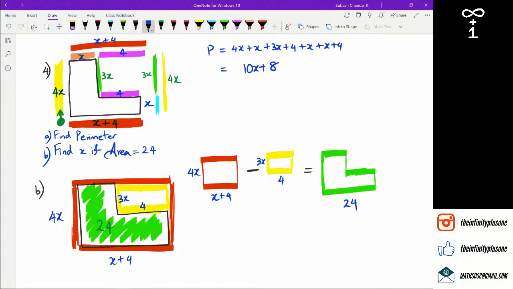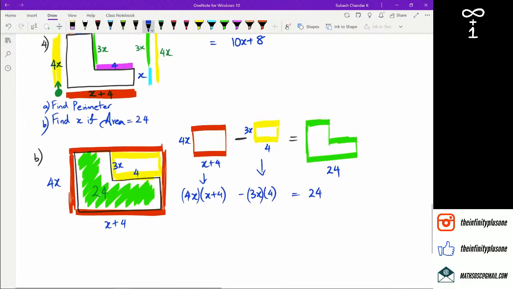So what we've got here is 4x multiplied by x plus 4, minus 3x times 4, equals 24. How do we know this? It's basically base times height. Base times height for the red rectangle gives us this, and base times height for the yellow triangle gives us this. So expand this out. What we're going to get is 4x squared plus 16x minus 12x equals 24. Now simplify this. We're going to get 4x squared plus 4x equals 24.